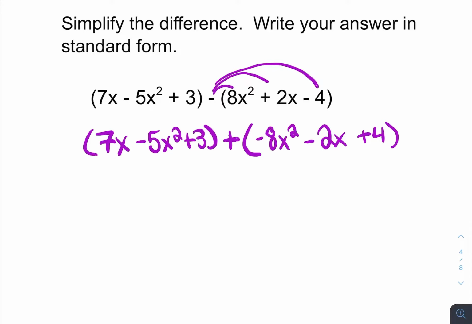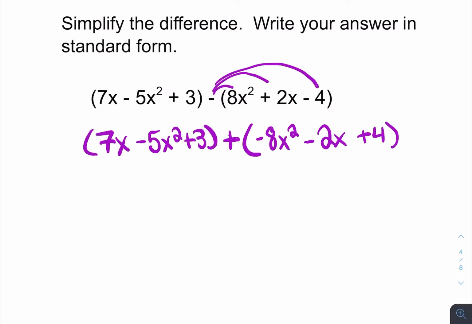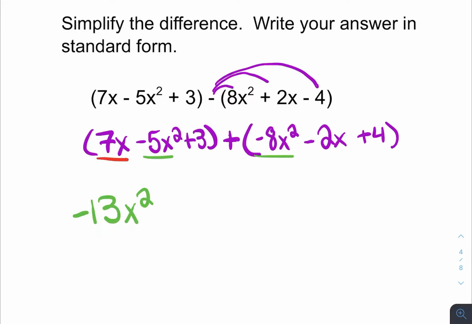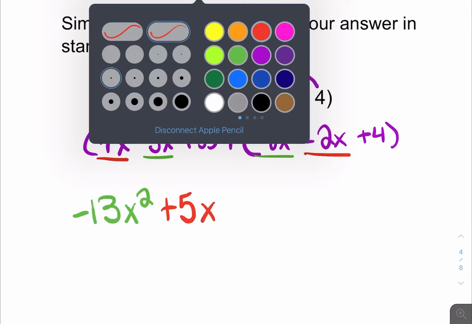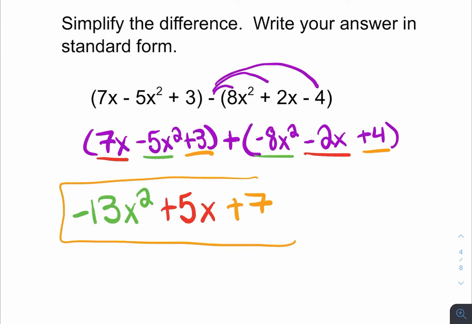So now that we have this, we can do our addition problem. So we find like terms. I'm going to start with my x squareds. I have negative 5x squared plus negative 8x squared, which would give me negative 13x squared. Now my x terms, I have 7x plus negative 2x. Well, that's going to give me plus 5x. And now going to my constants, I have 3 plus a positive 4. So that's going to give me 7.